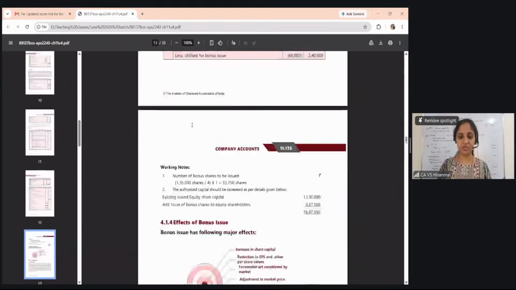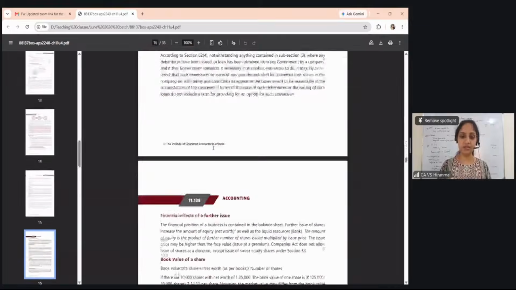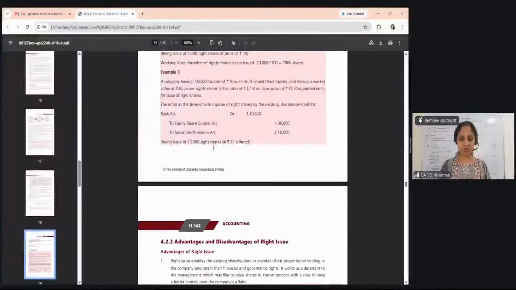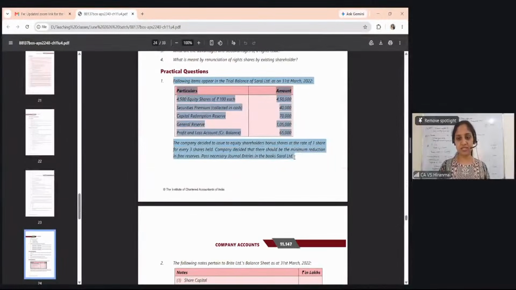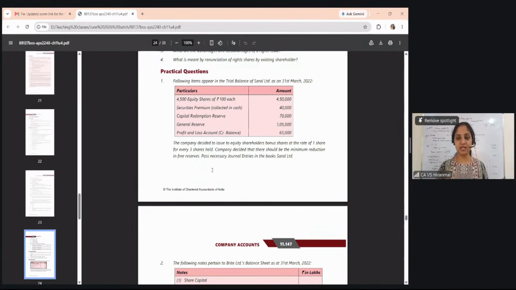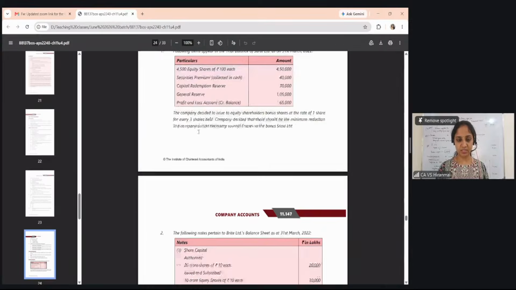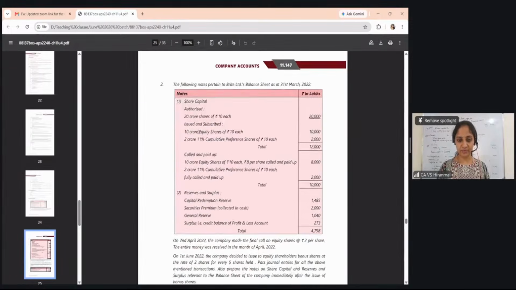And my dear students, all of you, please see here in your practical questions also, I want you people to check this out. This illustration one, same thing, practical question number 1. Same question they have just repeated, 1 for 3 shares. Do it as 1 by 3, and see capital redemption reserve, securities premium, general reserve, P&L account. That's it. Do it. That is simple.